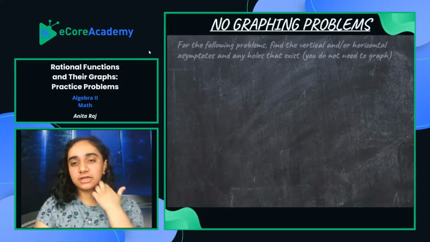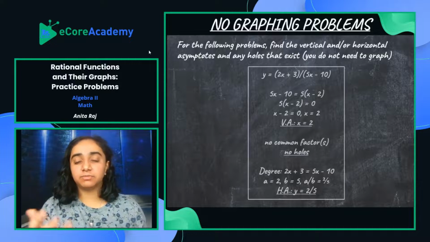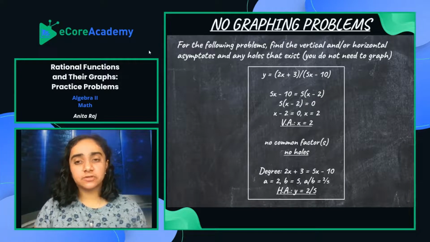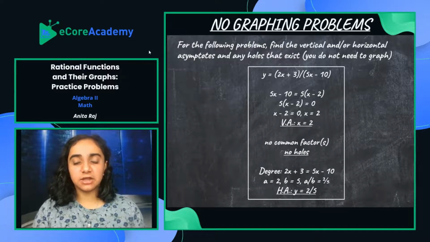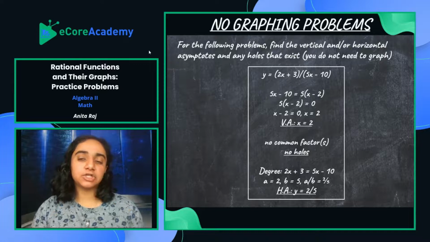Okay, so we're going to move on to the next problem. We're doing the exact same thing, but just with a new rational function. This rational function is y equals 2x plus 3 divided by 5x minus 10. First, what we're going to do is take the denominator and try to reduce it.